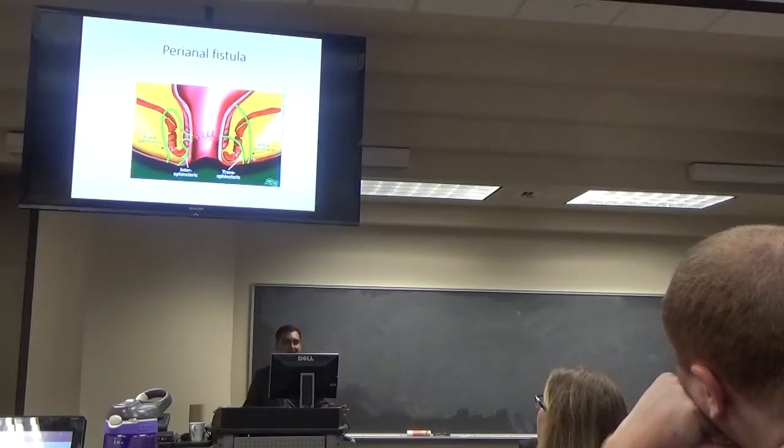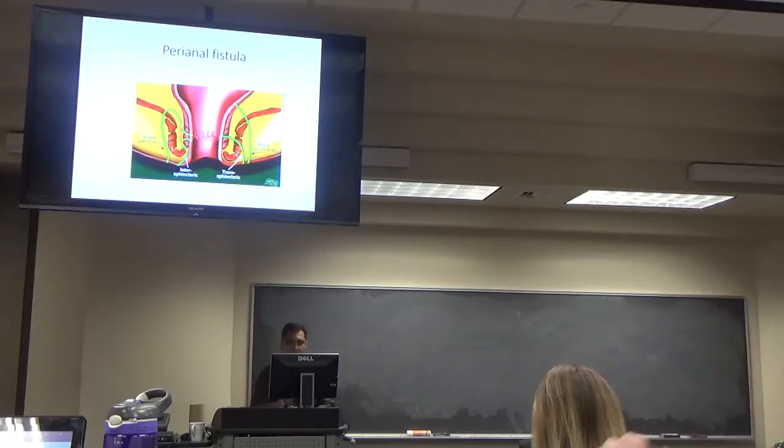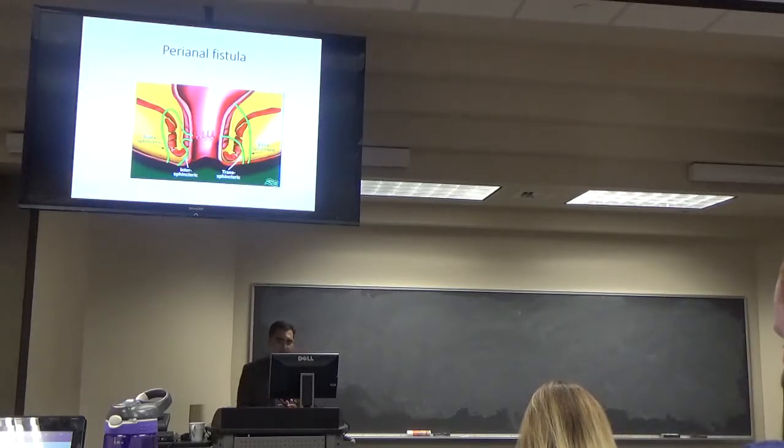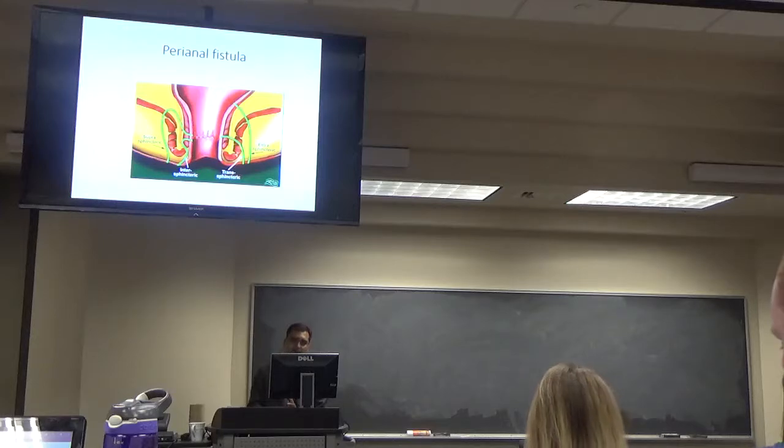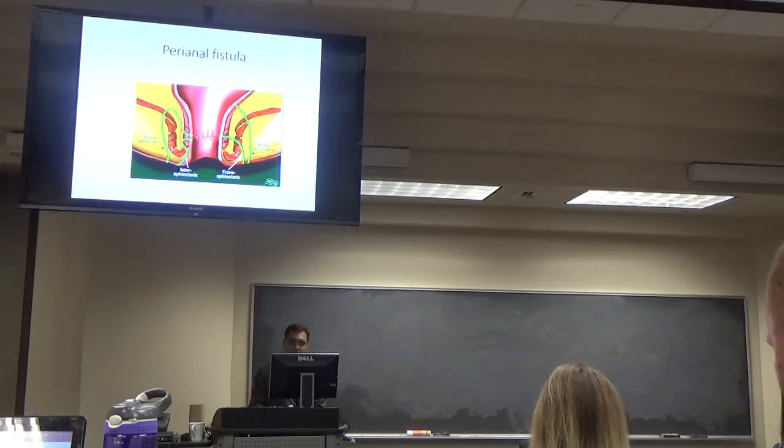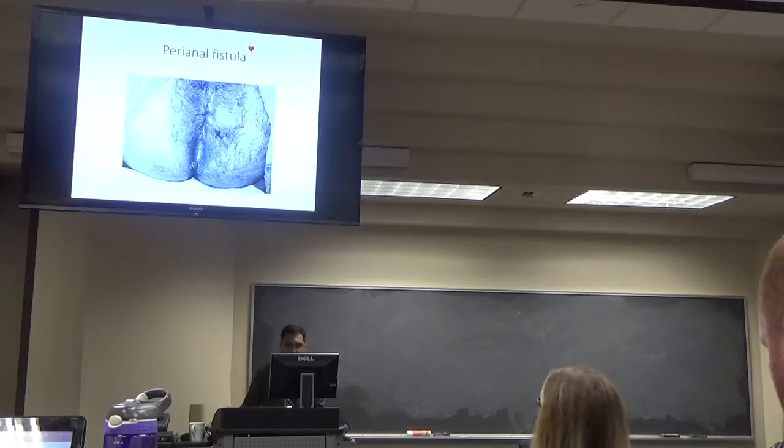So you may want to ask this question if you see a patient with Crohn's disease. Do you have rectal pain? Do you have any drainage? If the answer is yes, you may want to get some kind of a CAT scan or an MRI to make sure they're not having perianal fistula. This is how a fistula looks.